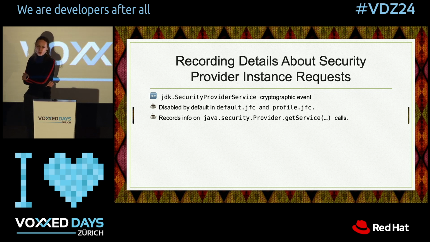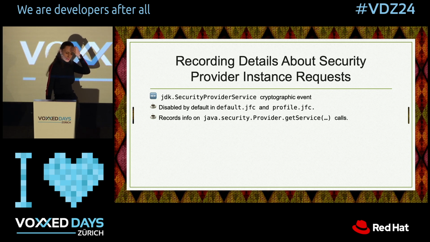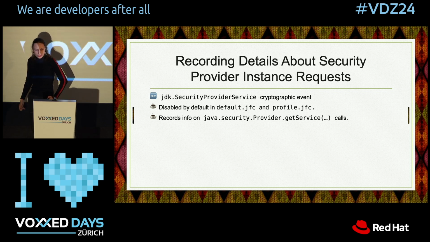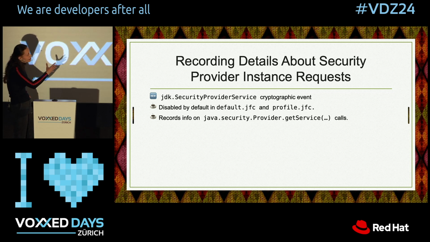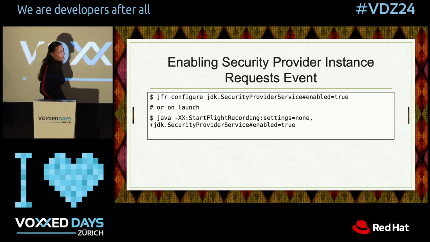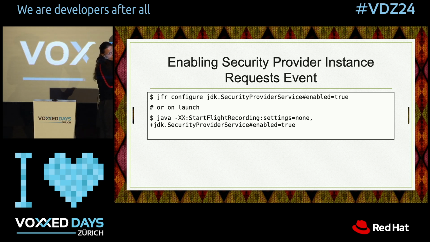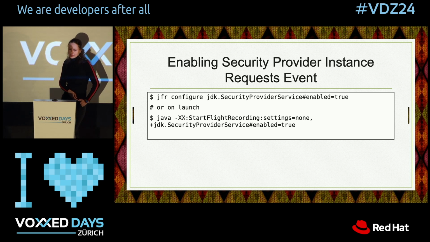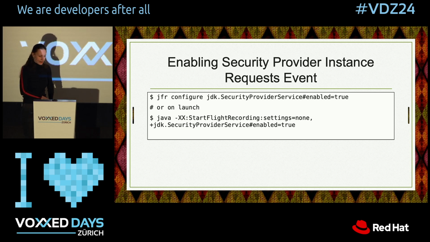Another event was recording details about security provider instance requests. There's a new cryptographic event to identify and see how many times, and what the details are, of the security provider recorded throughout the life cycle of your application. Every time you're calling getService on the Provider class, that is going to be recorded by JFR. But this one is disabled by default. If you would like to enable it, these are two useful commands to enable it via jfr configure or on launch of your application.